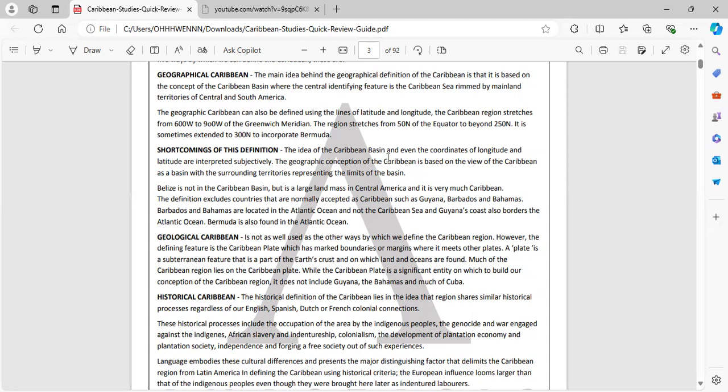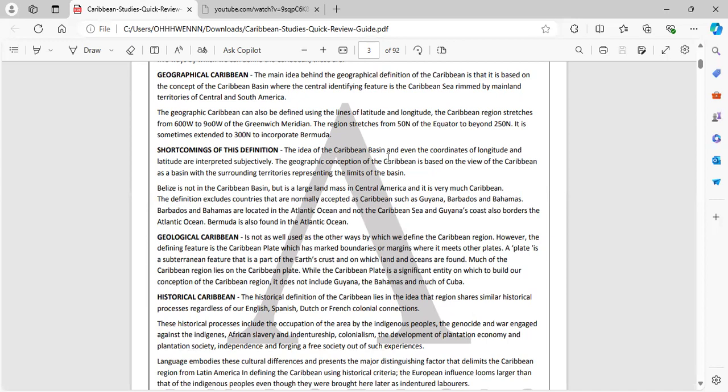So for the geographical definition of the Caribbean, it does need to include the Caribbean Sea. You can say countries get their definition based on the identifying or key feature, which is the Caribbean Sea. They have to be washed up on the Caribbean Sea or within it. The Caribbean Sea must wash up on them because that is how they get the geographic definition of the Caribbean.